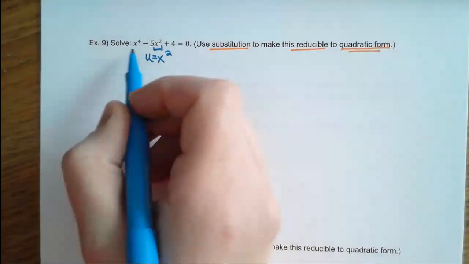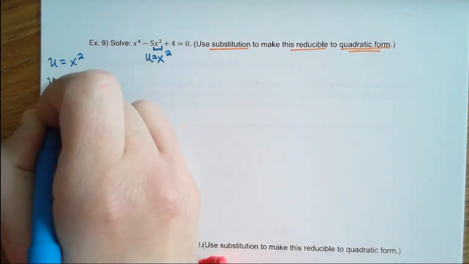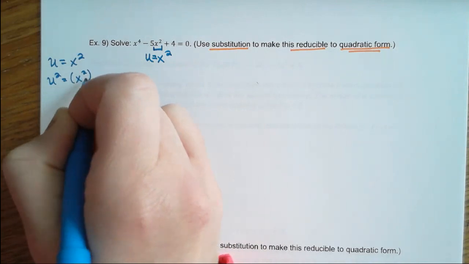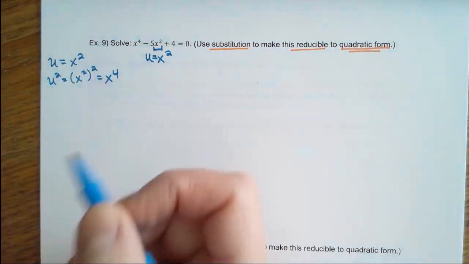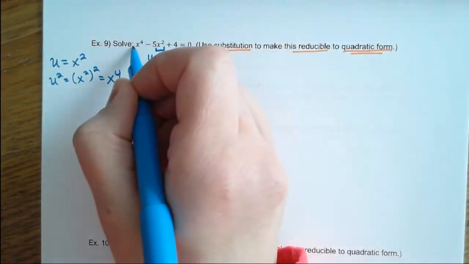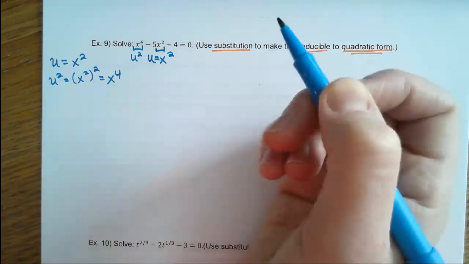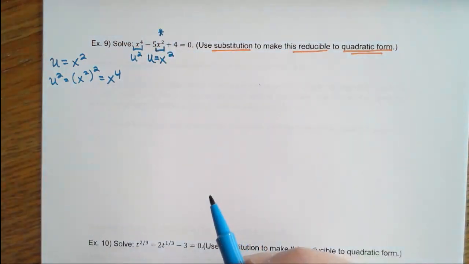And you also want to see if u is equal to x squared, well, u squared would be x squared squared, which is x to the 4th, right? Because 2 times 2 is 4. So you should be noticing that this piece here is u, and then this one should match with u squared. But the middle term is where you start. That's how you figure out what to substitute.